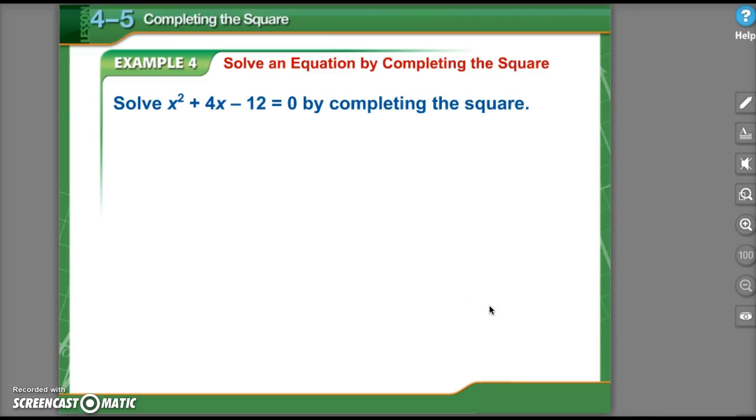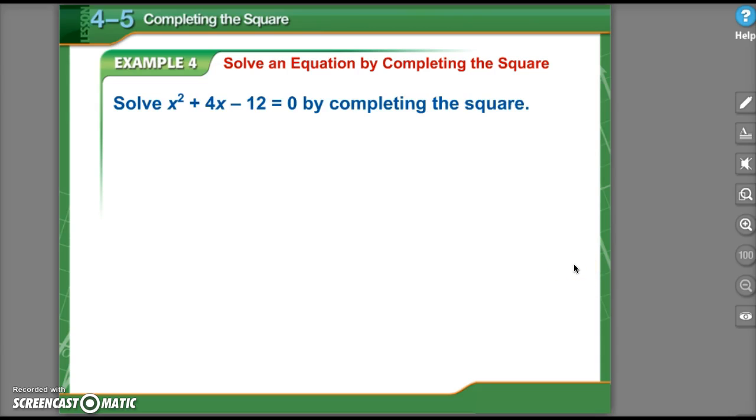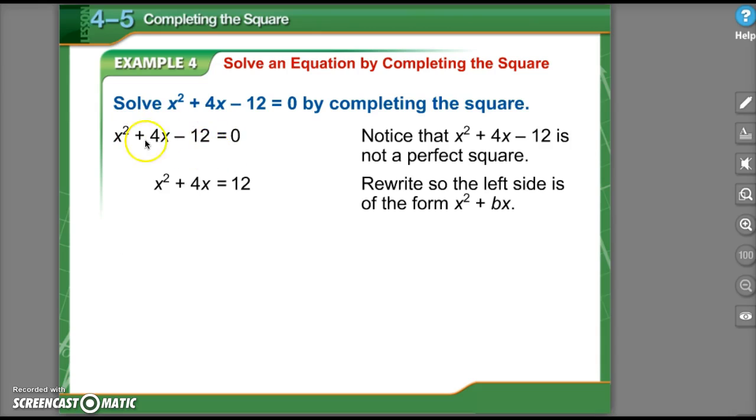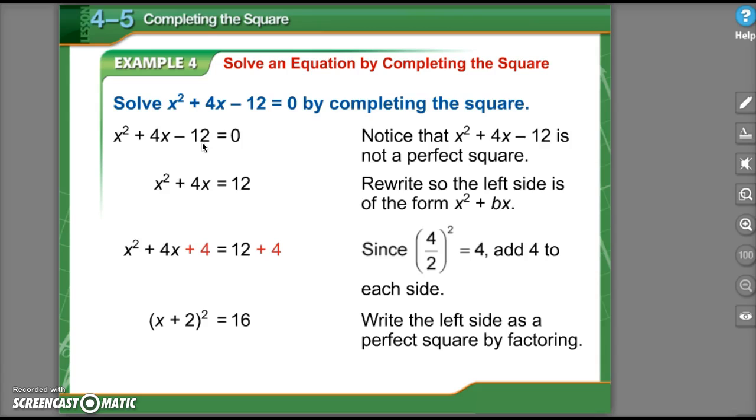All right, example 4, we're going to solve an equation by completing the square, and our equation is x squared plus 4x minus 12 equals 0. When you have this kind of problem, you should notice first off that the way it's written is not a perfect square, because 12 is not like 2 times 2, it's not 3 times 3, it's not 4 times 4, it's not a perfect square. So when that happens, what you need to do is bring this c value that's in the problem already over to the other side. And notice it changes sign when you bring it over.